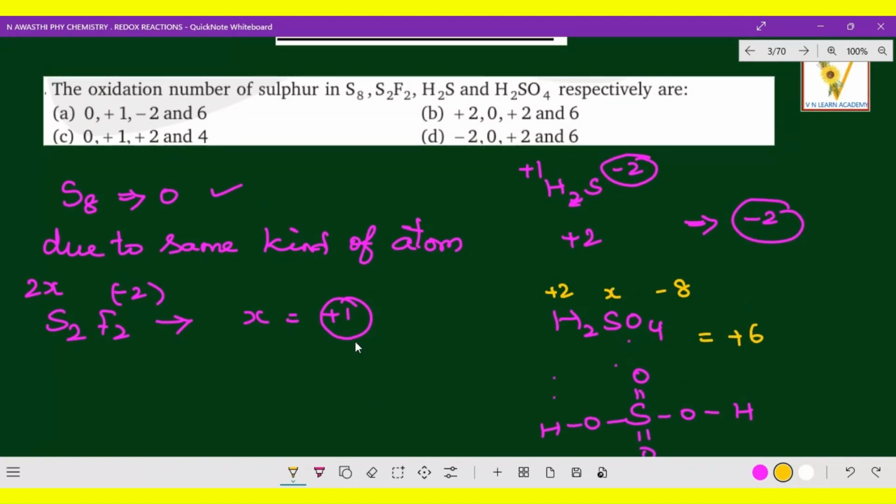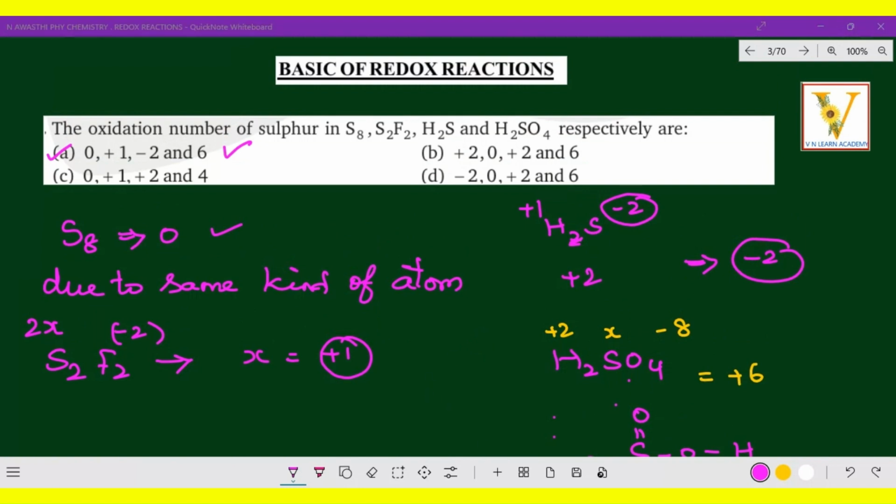Okay, now what is the exact way? 0, +1, -2 and +6. So which is the correct option? 0, +1, -2 and +6. So option A is the correct option. I hope you got the clarity, and please identify how to deal with the oxidation state very clearly. Come on, let's go to the next question.